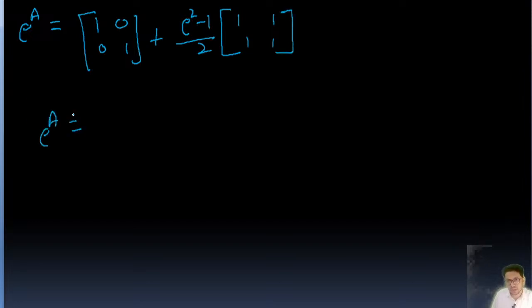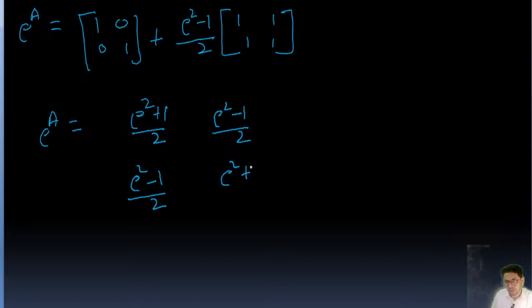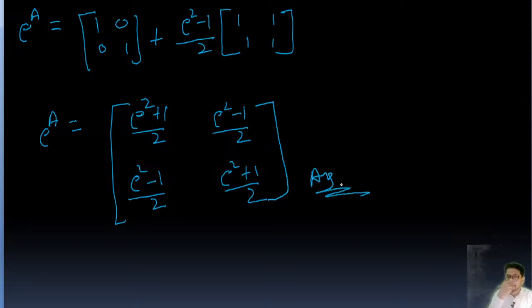So e to the power A, if you solve it, is going to be: e square plus 1 by 2, e square minus 1 by 2, and e square minus 1 by 2, e square plus 1 by 2. This is the required answer.